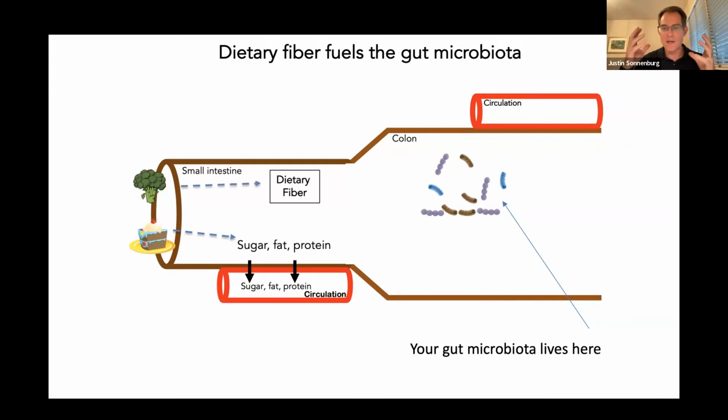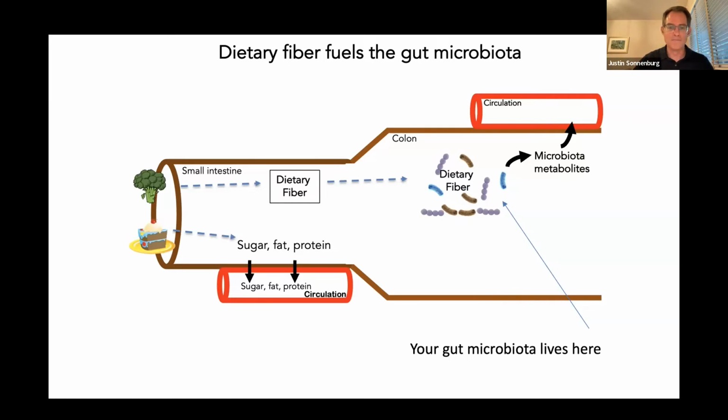If you're eating something like broccoli that's high in fiber, you actually can't digest and absorb that in your small intestine. This complex carbohydrate mixture makes it to your colonic microbiota. Your microbiota ferments that fiber and produces beneficial metabolites like short-chain fatty acids like butyrate, which you may have heard about.